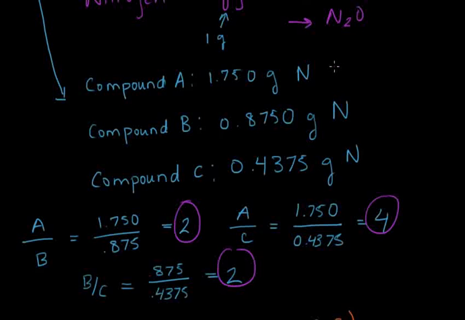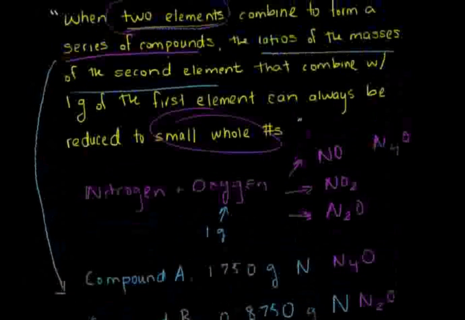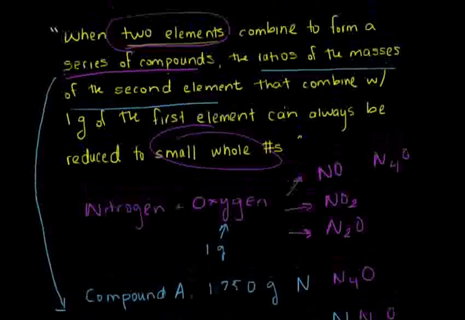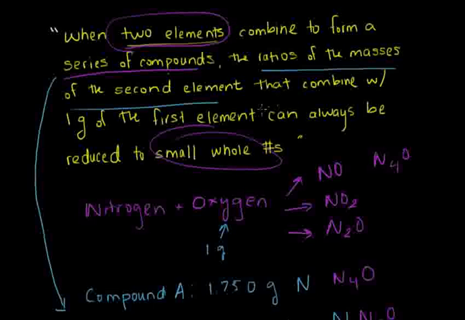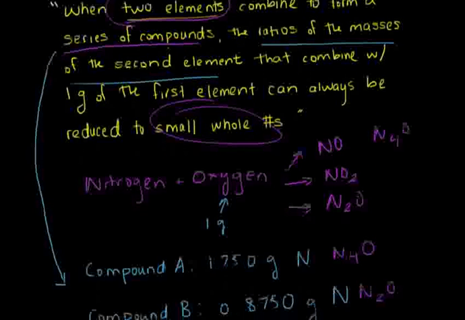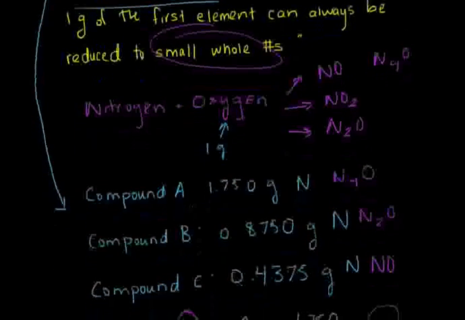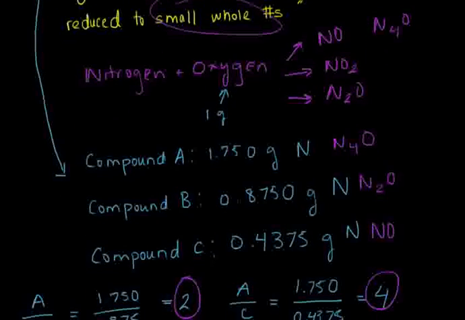So maybe compound A has 4 packets of nitrogen for every oxygen. Compound B has 2 packets. Compound C, 1 packet. Remember, we're not talking about atoms yet, we're just talking about some packet of mass that is nitrogen, some packet which can combine differently with oxygen to produce different compounds. And so that's what the law of multiple proportions says. It says essentially that elements come in little packets, and when we form different compounds, the ratios of the masses of the elements between those compounds are always going to be small whole numbers because it just reflects the different numbers of packets. But what are these packets?